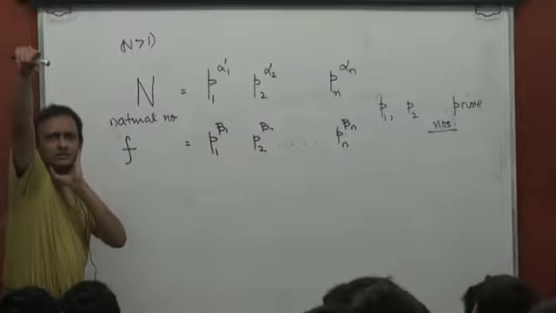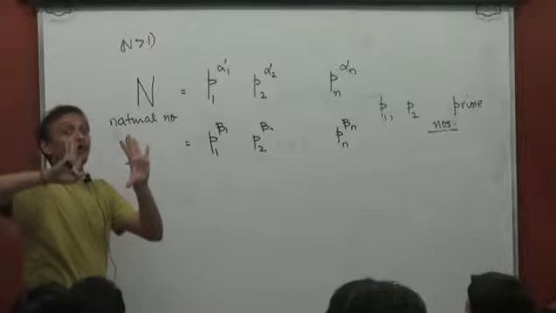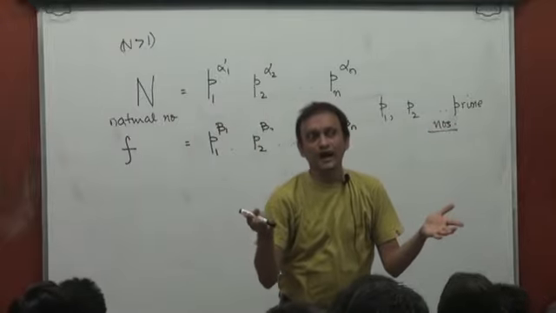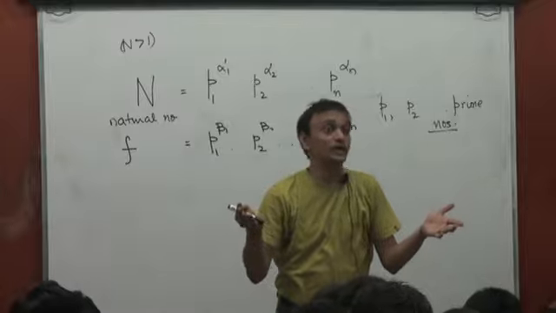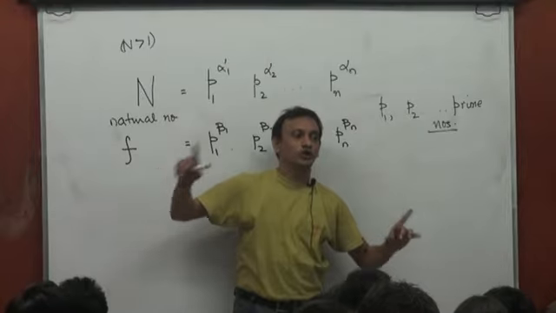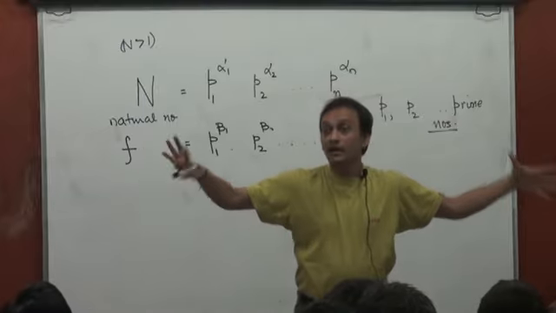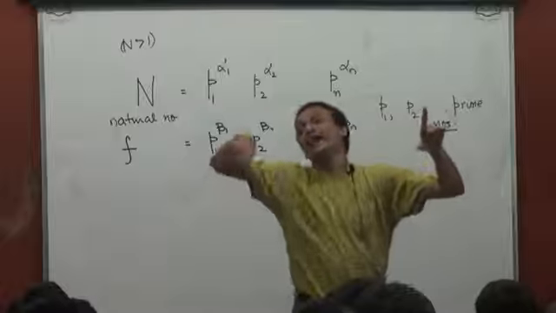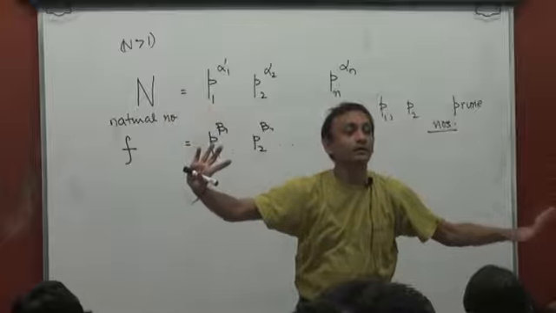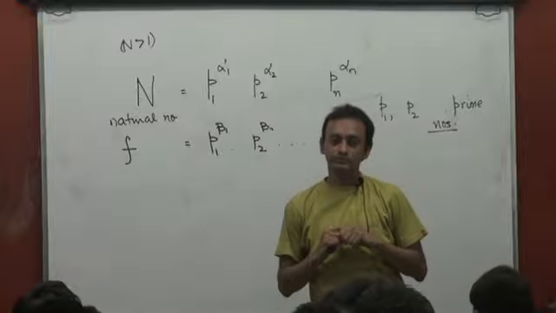Do you have questions? No? Now, I want to find the sum of all these factors of n. How many factors in all? Alpha 1 plus 1 into alpha 2 plus 1 into alpha 3 plus 1 into alpha n plus 1 are the total number of factors including 1 and n. I now want to add all these factors, including 1 and n. That's the next task in hand, right?